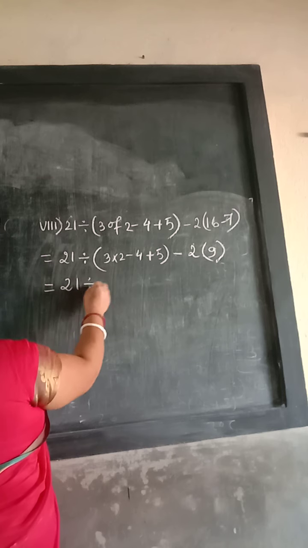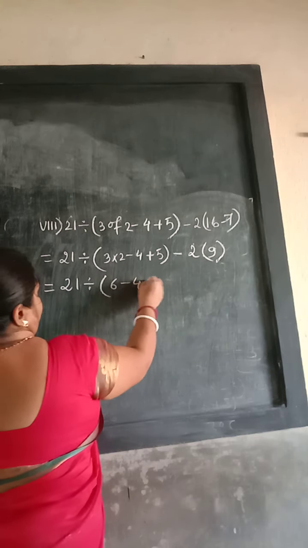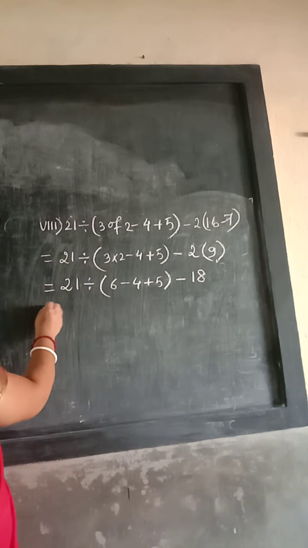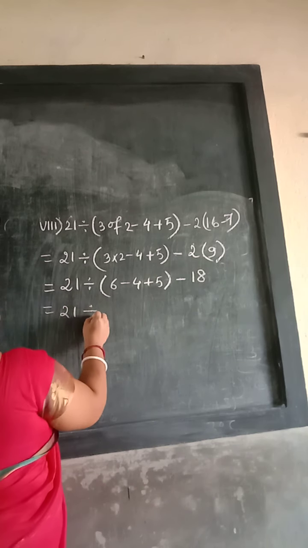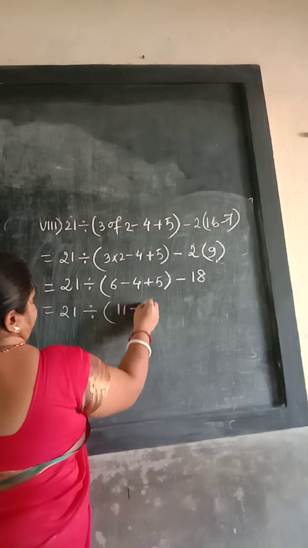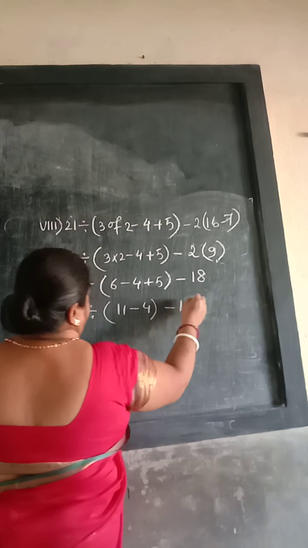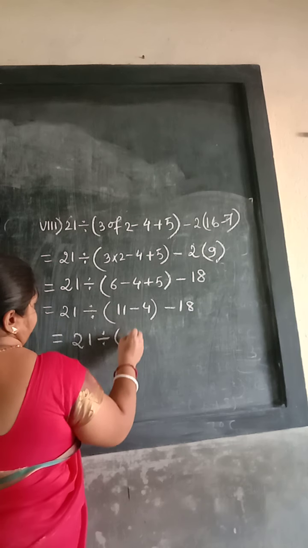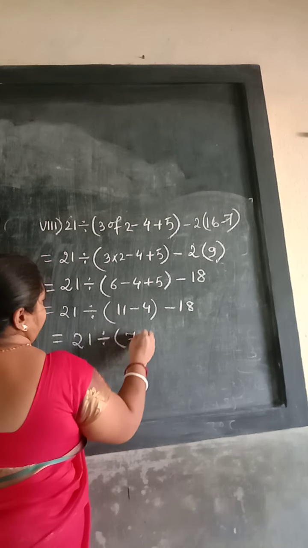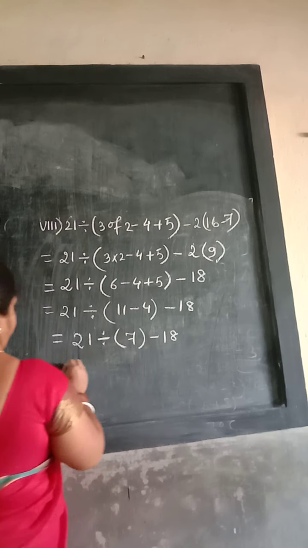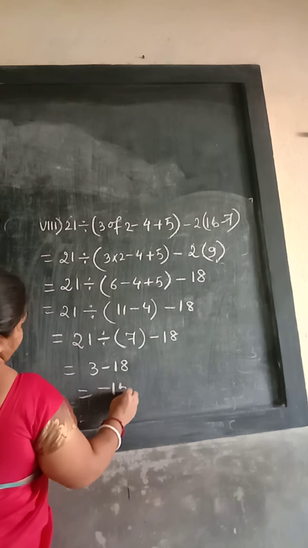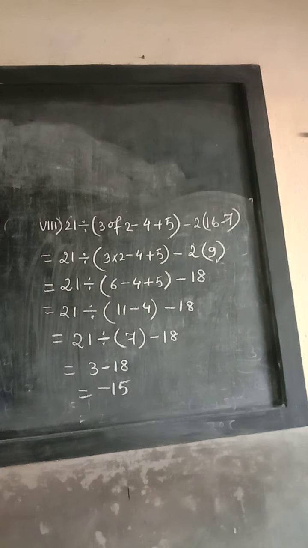21 divided by 6 minus 4 plus 5 minus 2, 9s are 18. So 21 divided by 11 minus 4 minus 18, or 21 divided by 7 minus 18, or 3 minus 18. Finally the answer is minus 15. With this we have completed this exercise.